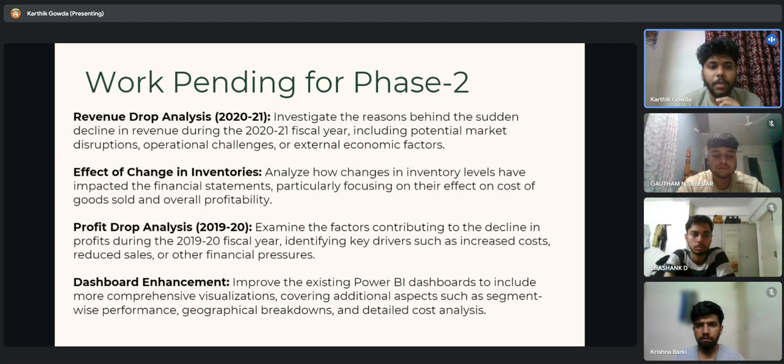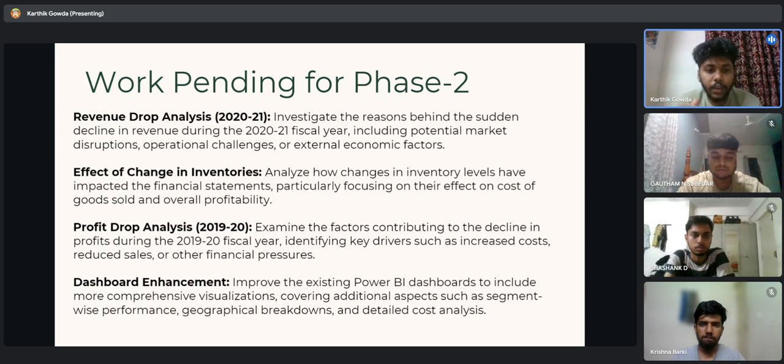And this is the pending work. As you can see, in 2021 we had a revenue drop. In the last slide, I explained that a drop of 3% occurred. Why did the revenue drop occur in that year? So we investigated the reasons behind that sudden decline in revenue in the financial year, including potential market disruptions and operational challenges or external economic factors. There could be many reasons for the revenue drop. We don't know the exact reason, but while investigating, we found some factors affecting the revenue drop.